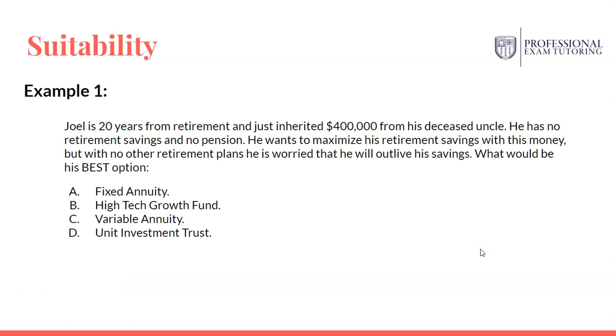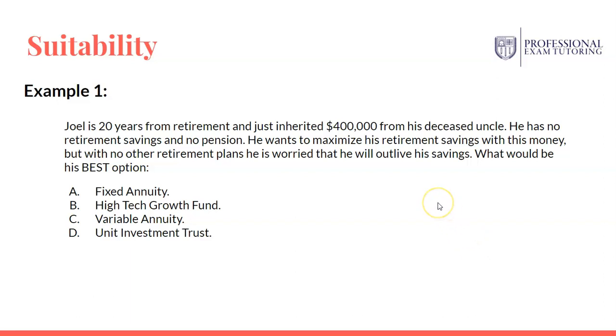So example 1, Joel is 20 years from retirement and just inherited $400,000 from his deceased uncle. He has no retirement savings and no pension. He wants to maximize his retirement savings with this money, but with no other retirement plans, he's worried that he will outlive his savings. What would be his best option?